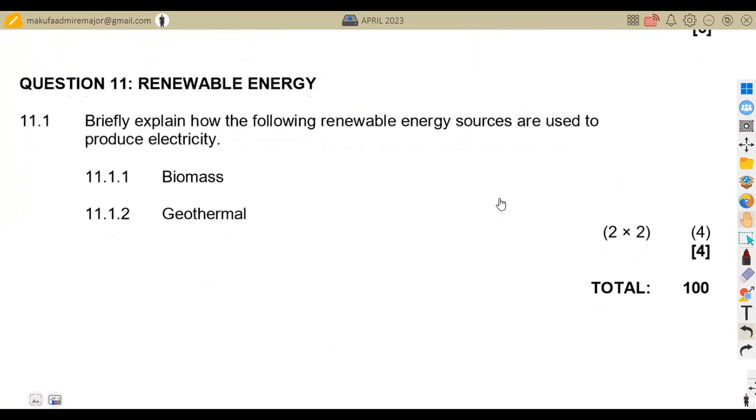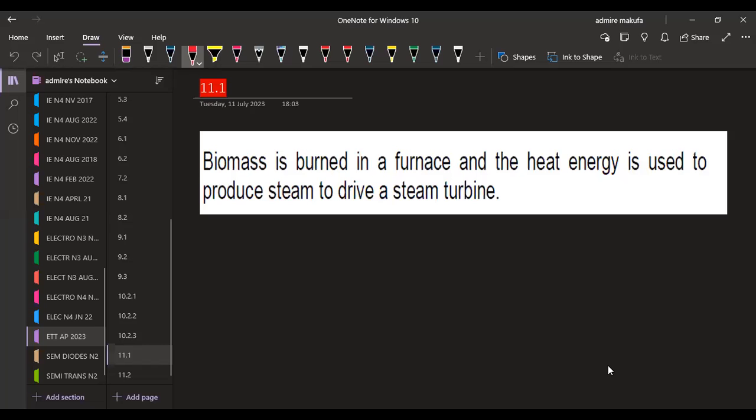Question 11 on renewable energy. We were now given: briefly explain how the following renewable energy sources are used to produce electricity. How are we going to use biomass to produce electricity? It's another important part of the production of electricity. For biomass, it is burned in a furnace, and the heat energy is used to produce steam to drive the steam turbine. That's how we work with the biomass.